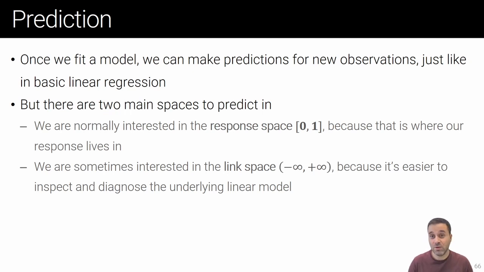But many times we're going to be interested in making predictions in the link space. So without transforming back, still in the space between negative infinity and positive infinity, because that's what the linear model is actually living in. That's where the fitting process really happens. And if we want to inspect the model to see whether we should keep a certain term in the model or not, and how much it really varies, then we want to make predictions and plot in the link space, because that's really where the underlying linear model is living. And that's where, for us, it's going to be a lot easier to interpret the coefficients, because they're still lines. They're not S-shaped curves.